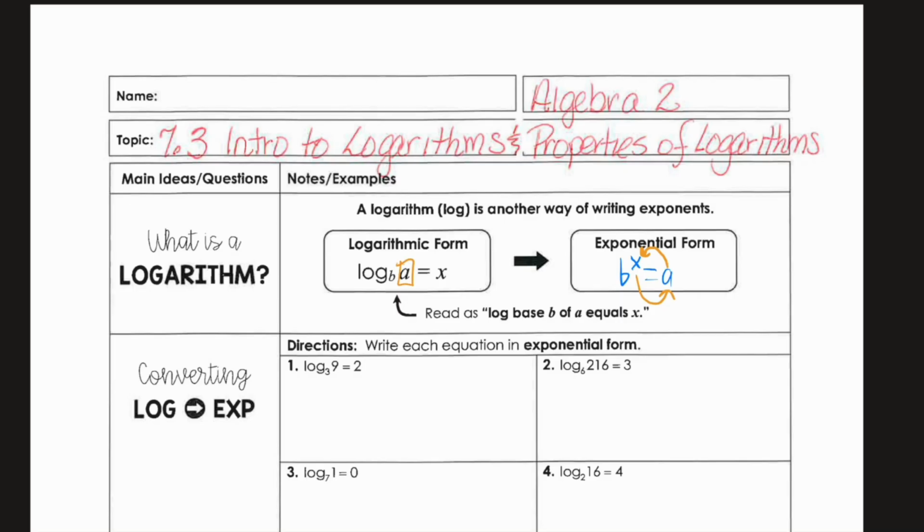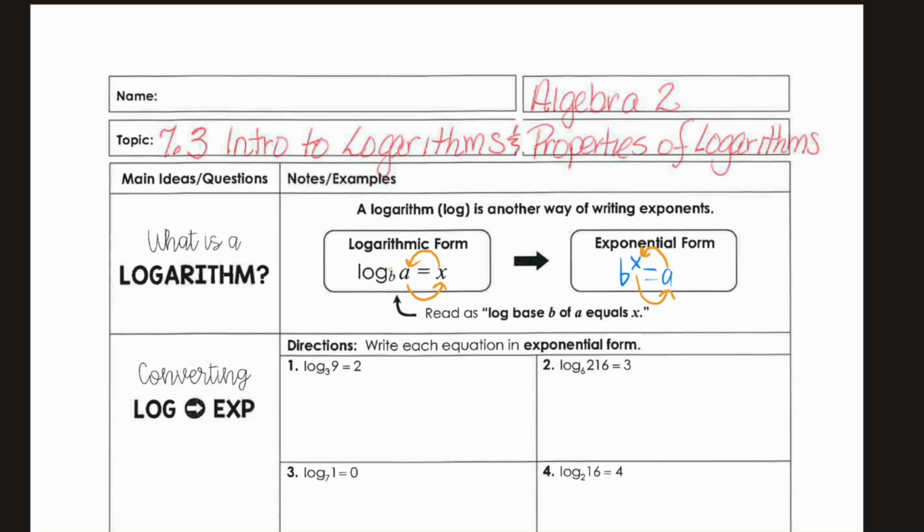So your base is still your base. Then the exponent and the right side of the equation spiral with each other. And the same thing would be true whichever way you convert it. Your base stays your base. So as you go from logarithmic to exponential, your base is your base, and then your a goes to the right, your x goes to the left, and your x would be the exponent, and your a would be what it's equal to.